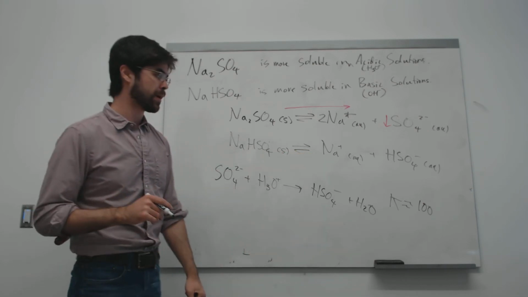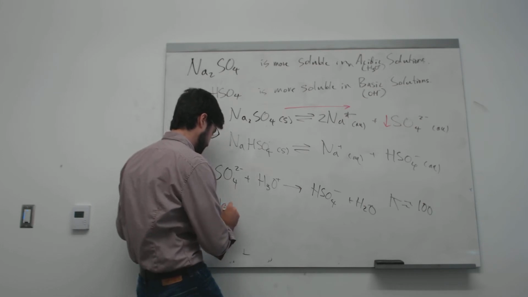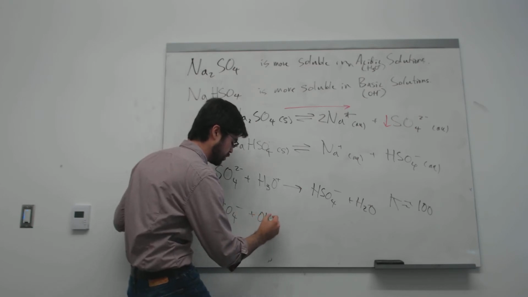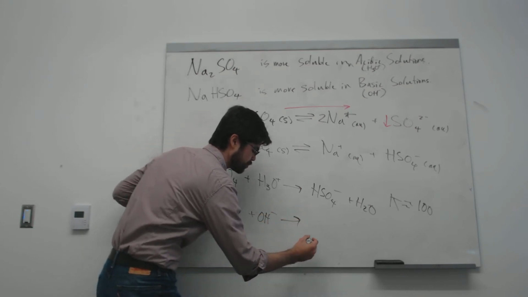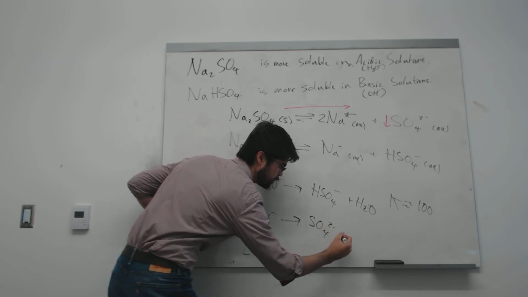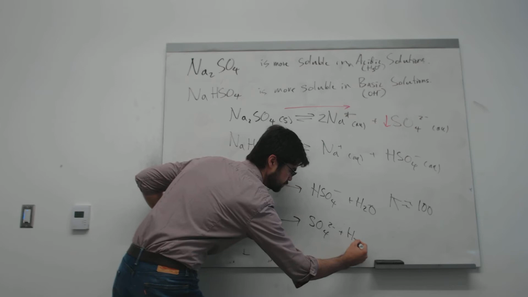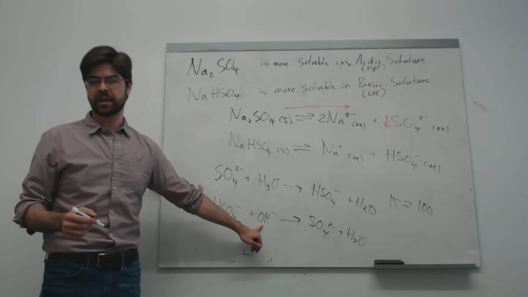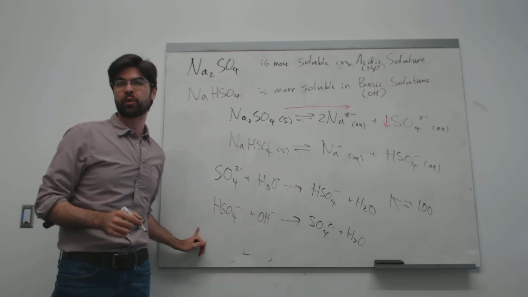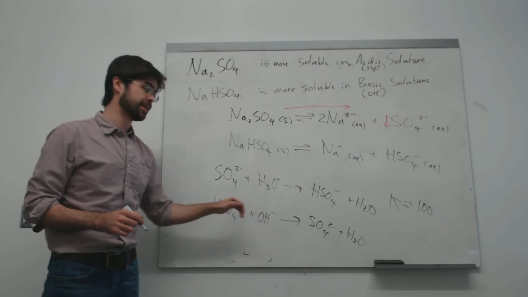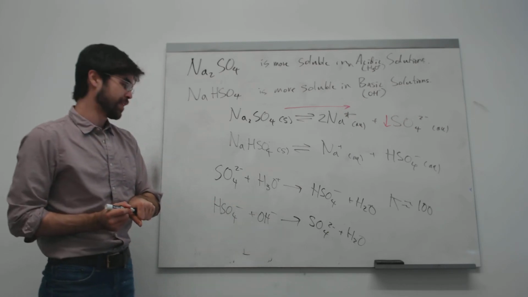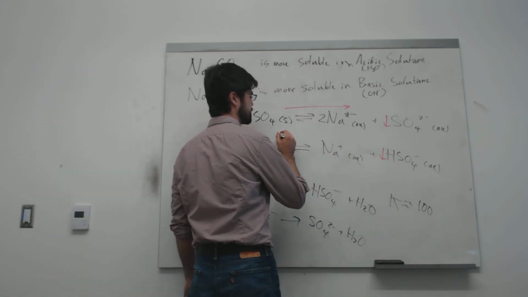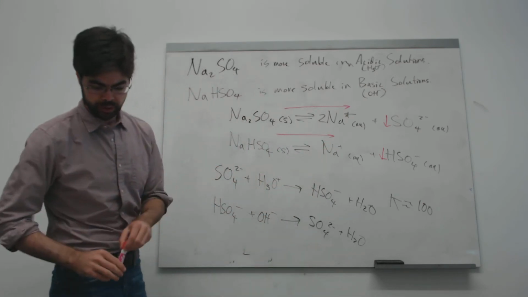A more favorable interaction for HSO4- is, as an acid, it will tend to react with hydroxide ions and produce SO4 2-. And that reaction, I have to admit, I don't know what the K value for that is, but hydroxide ions being strong bases are going to very happily take that proton. So this reaction goes forward. That's what you're going to get from a basic solution. So you'll lose sulfate ions, and that will drive this reaction forward.